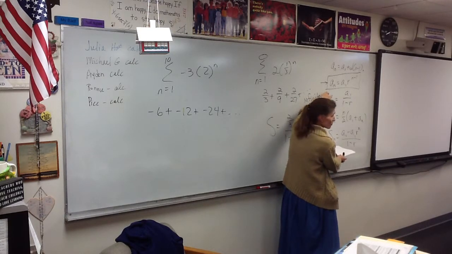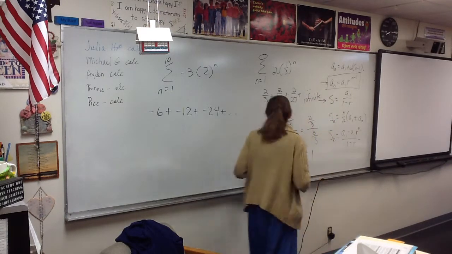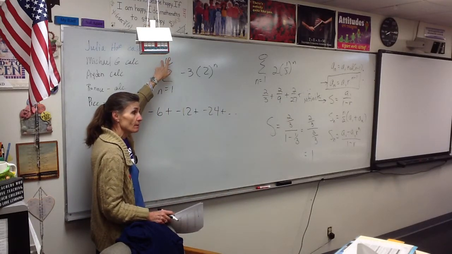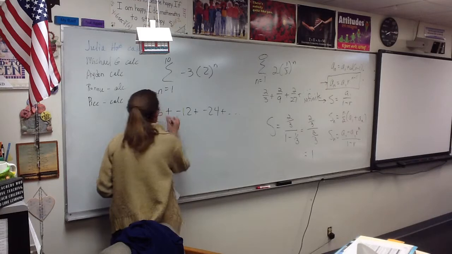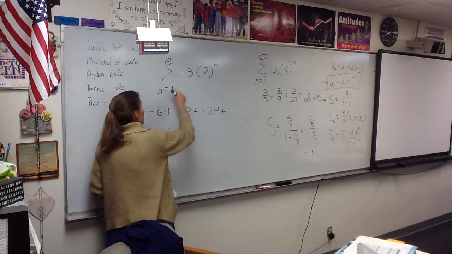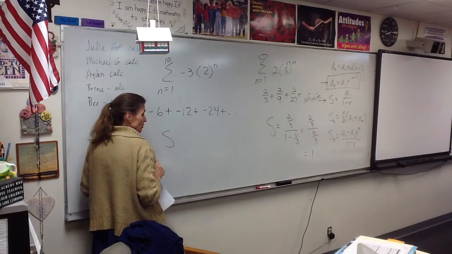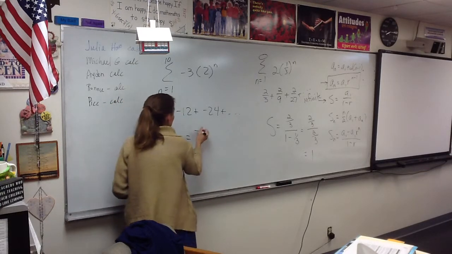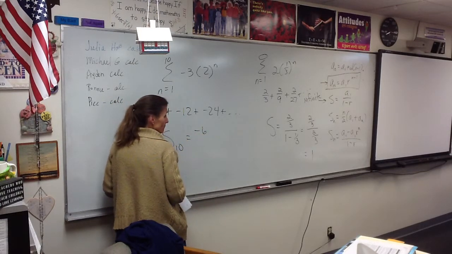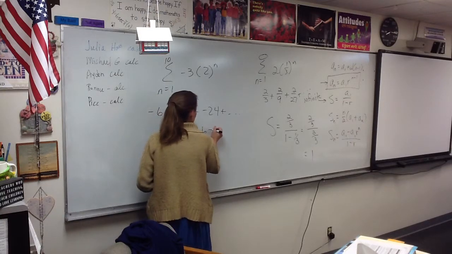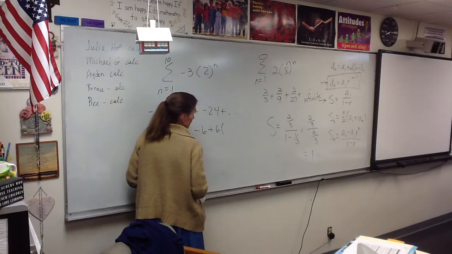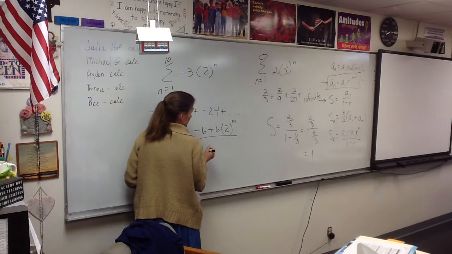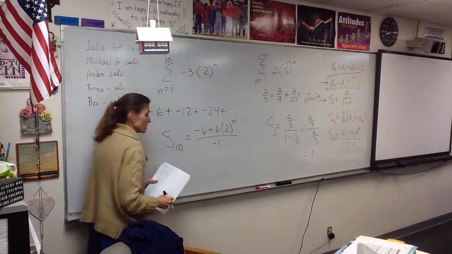These are both geometric. The bottom one, because this time I'm not infinite, am I? No, ma'am. So I'm adding up how many terms. I'm starting with 1, going to 10. That's how many terms? 10. The formula says take the first term minus the first term times the ratio to the 10th over 1 minus the ratio.